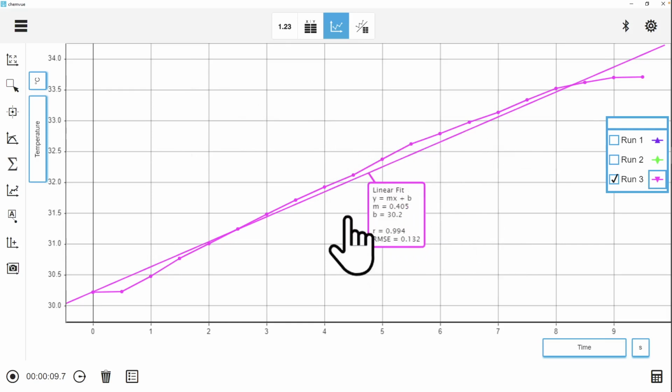B is the y-intercept, or where that predicted straight line intersects the y-axis when x equals 0. And in this data set, that's at 30.2 degrees Celsius.